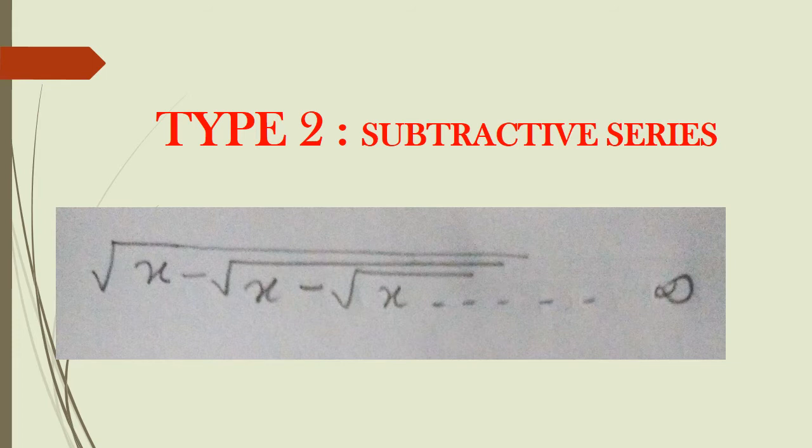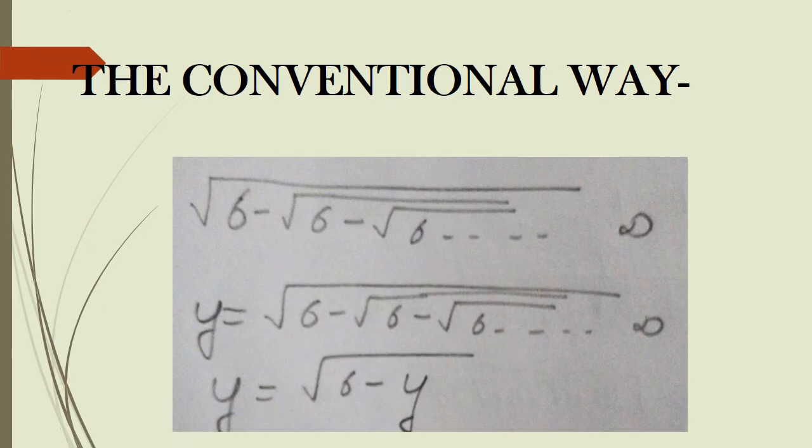Type 2, subtractive series. Now the series is in the form of under root x minus under root x minus under root x till infinity. Let's discuss the conventional way to solve this first. Solve the series: under root 6 minus under root 6 minus under root 6. You need to find out the answer for this series.